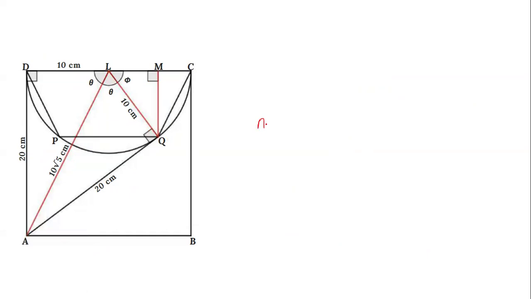So AL length will come like root of 20 square plus 10 square, so it will come like 10 root 5. And you assume this angle to be theta. So this angle would be theta. This angle will also be theta, because this is the angle bisector. It bisects this whole angle into equal parts. So this is theta, and this is also equal to theta.